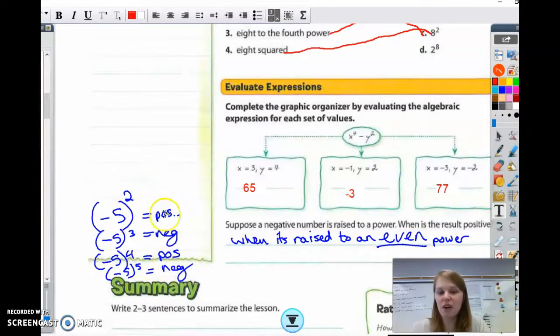You can keep going forever and ever, and it turns out that when the exponent is an even number, the result is positive. When it's an odd number, the result is negative. So for our answer here, this is what we came up with in class. We said a negative number raised to an even power always gives us a positive answer. Kind of a fun fact for your day. It's kind of interesting. Okay, that wraps up the lesson.